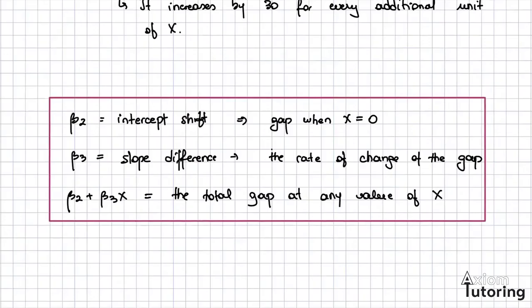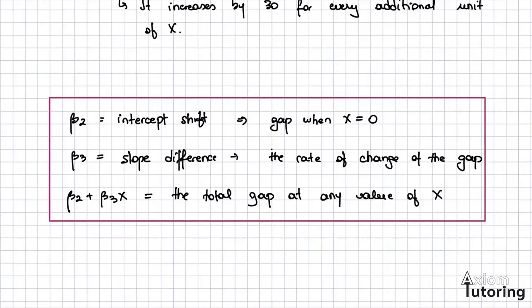So beta 3 is never the actual gap, it's the rate at which the gap grows. Now, why is this so important? If you misread the beta 3 as the gap, you will basically understate the group differences, especially for high values of x, or you might overstate it for low values of x, or you will entirely miss the fact that the gap is not constant at all, okay?